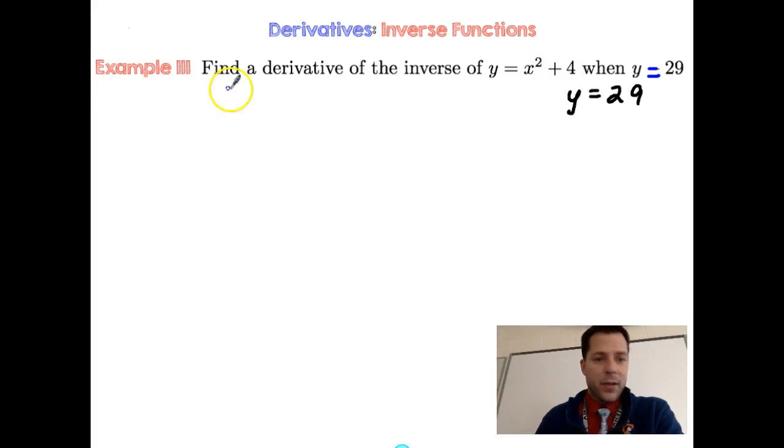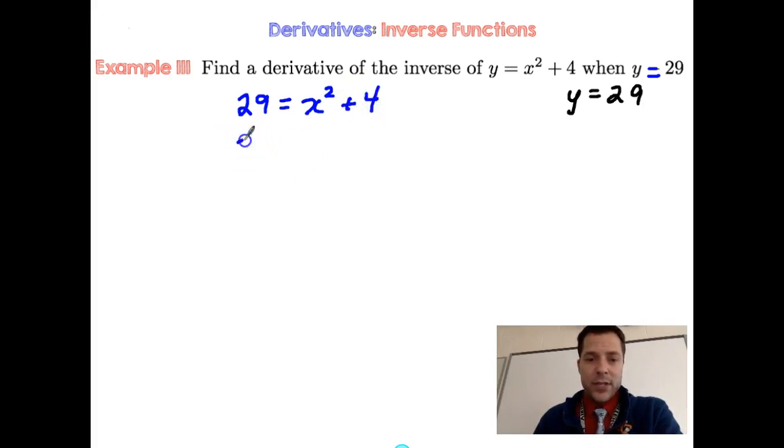So let's go ahead and plug in 29 into the function, and we get 29 equals x squared plus 4. So that means 25 equals x squared, and we get x equals, we're going to look at just the positive root here, so x equals 5. So that's our a value.